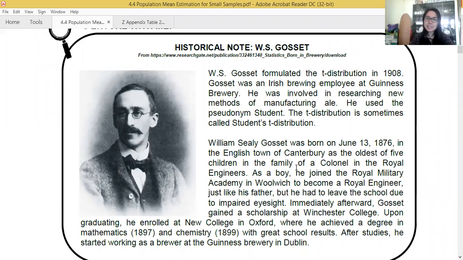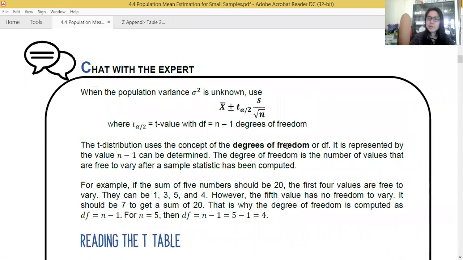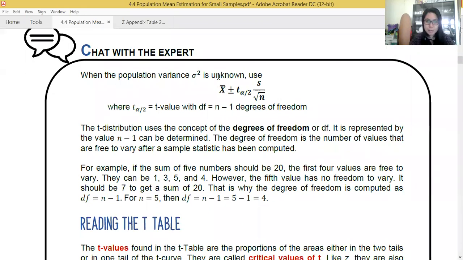Since he was not allowed to publish any of his results, he used the pseudonym "Student." That's why the t-distribution is also called Student's t-distribution. Now, when do we use the t-distribution? Here are some familiar formulas for us. Remember this formula? We have its equivalent for large samples. In this formula, the only difference is this: instead of z, we use t. Instead of sigma, we use s.